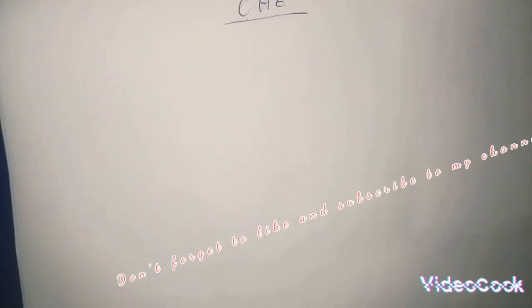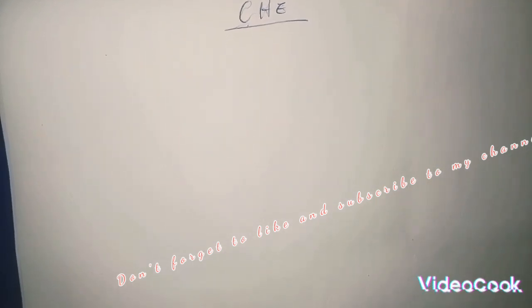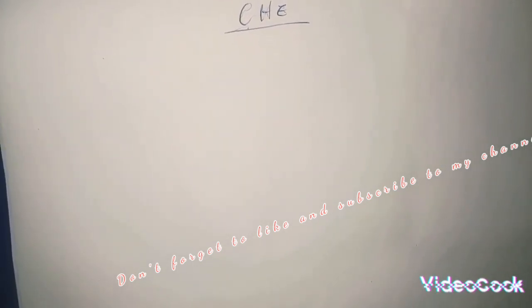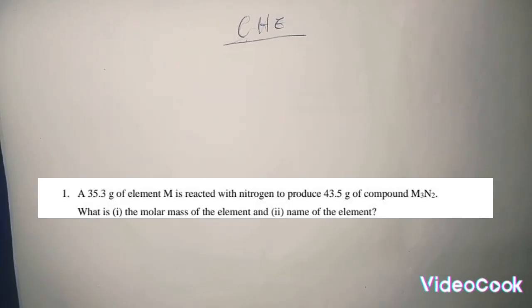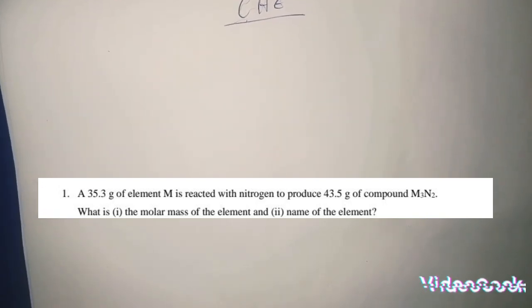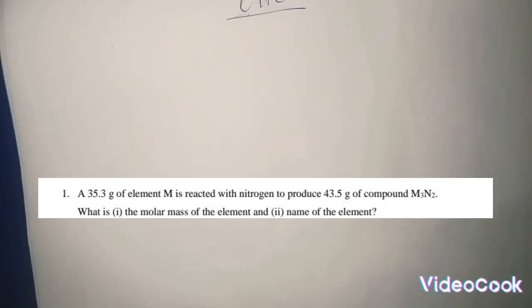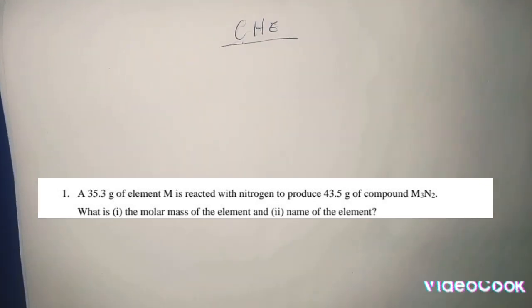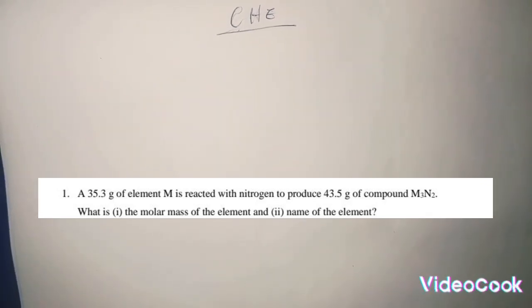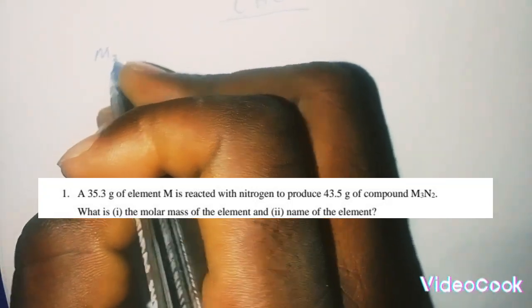Today we will look at a certain question in chemistry, exercise 2, which is from the tutorial sheet. Question number 1 says that 35.3 grams of element M is reacted with N, which is nitrogen, to produce 43.5 grams of compound MN. So what they are telling us is that there was a reaction between element M and nitrogen, and they produced a substance which looks like this one.